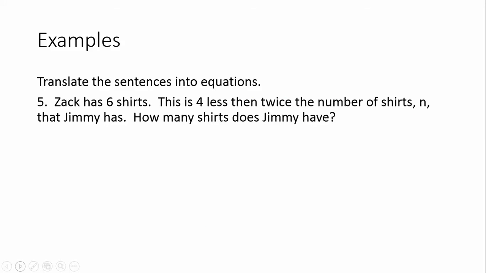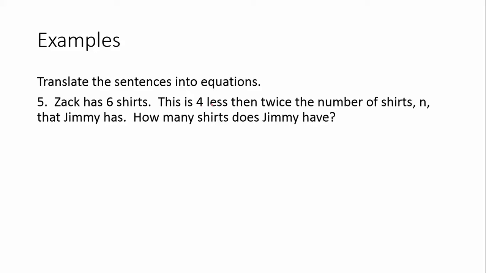Now we're going to translate the sentences into equations, but we're also asked a question here. Zack has 6 shirts. This is 4 less than twice the number of shirts N that Jimmy has. So how many shirts does Jimmy have? So Jimmy, we do not know how many shirts Jimmy has. So we're going to use the variable N to describe how many shirts he has.